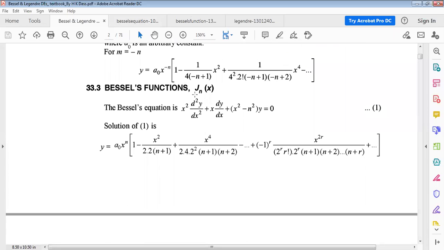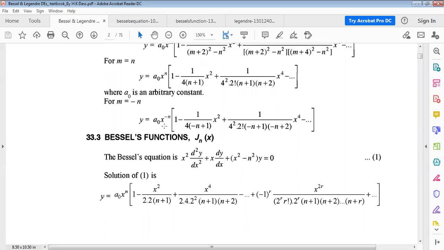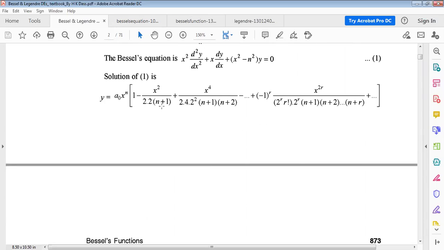Now Bessel function Jn(x). Remember it, Bessel function can be represented by Jn(x). The Bessel equation is this. Remember: x square d square y by dx square plus x dy by dx plus (x square minus n square) y equals 0. And the solution of this differential equation, y equals this. Solution of this in series.